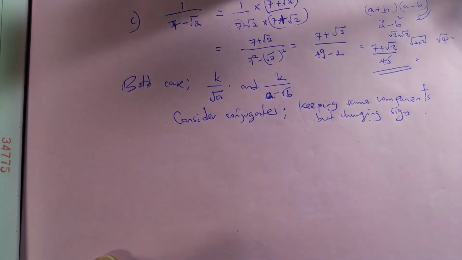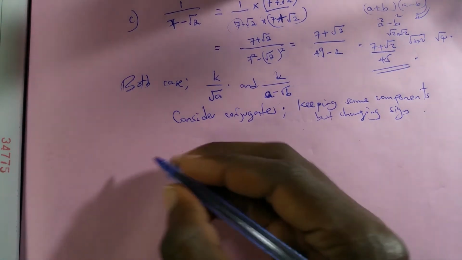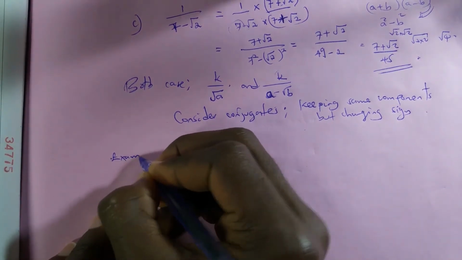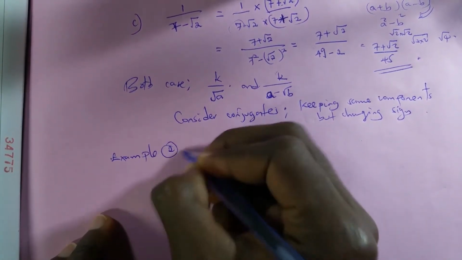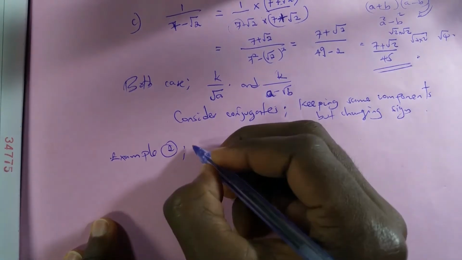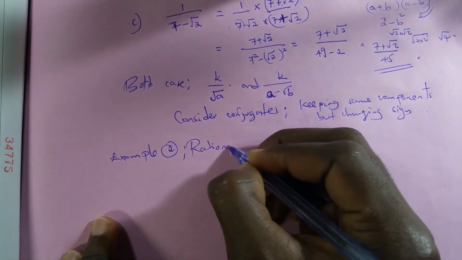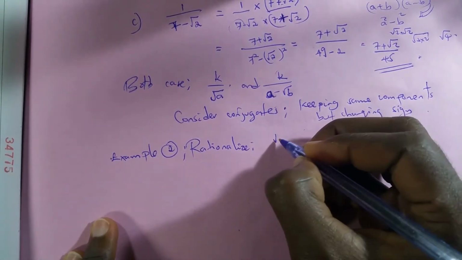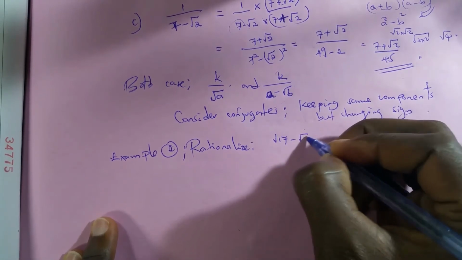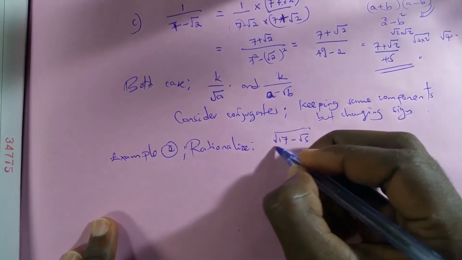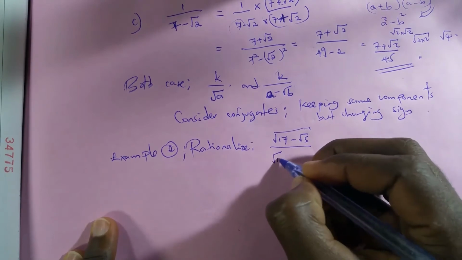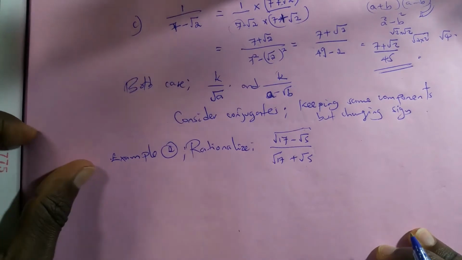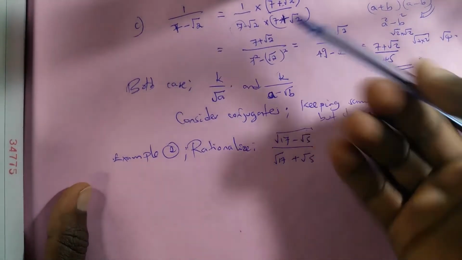Okay, let's look at one more example. Example 2. Okay, rationalize root of 17 minus root 5 out of root of 17 plus root of 5. Okay, now for this case, still the same concept we used here.